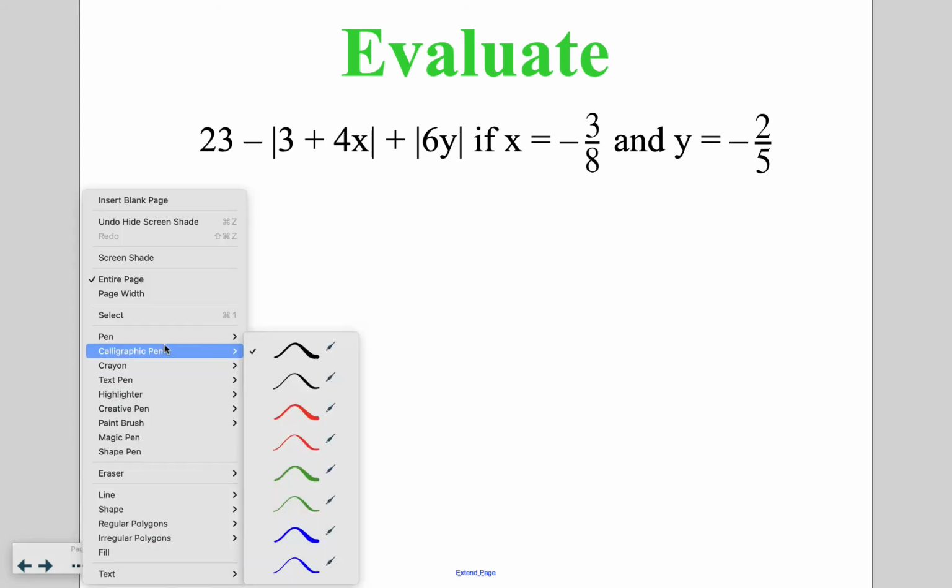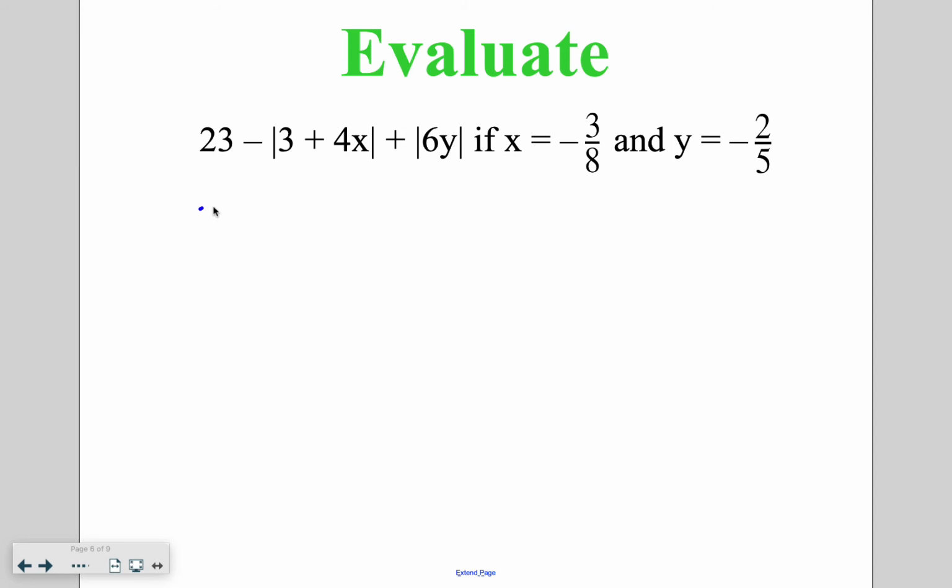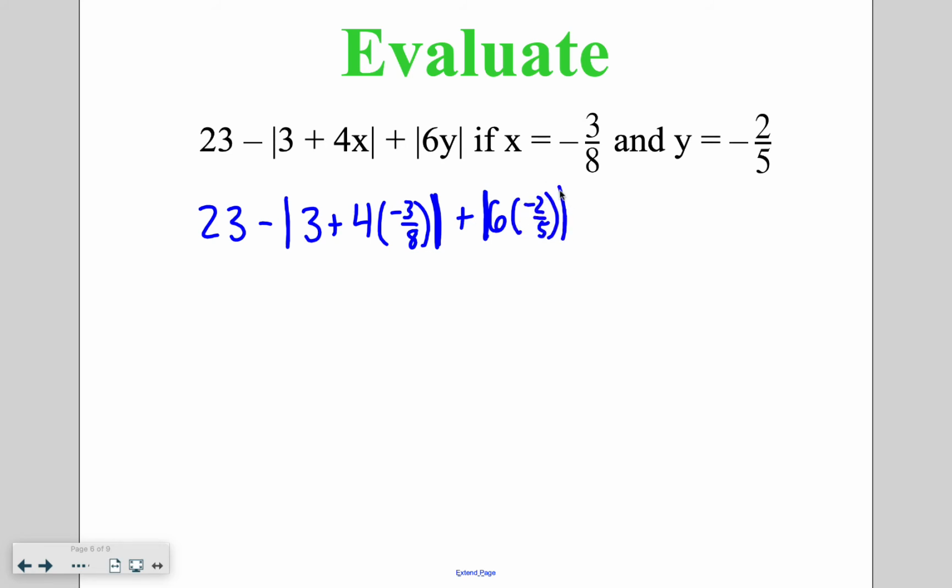So, as I plug in for this problem, I'm going to have -23 minus the absolute value of 3 plus 4 times -3/8. Close that absolute value bar. Plus the absolute value of 6 times -2/5. As I go through and simplify, I want to deal with inside my absolute value bars first. So I've got -23 minus 3, doing our multiplication. We have 4 times -3/8.